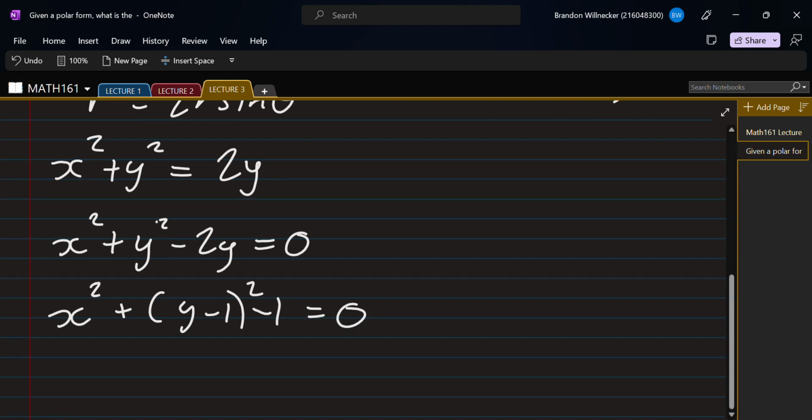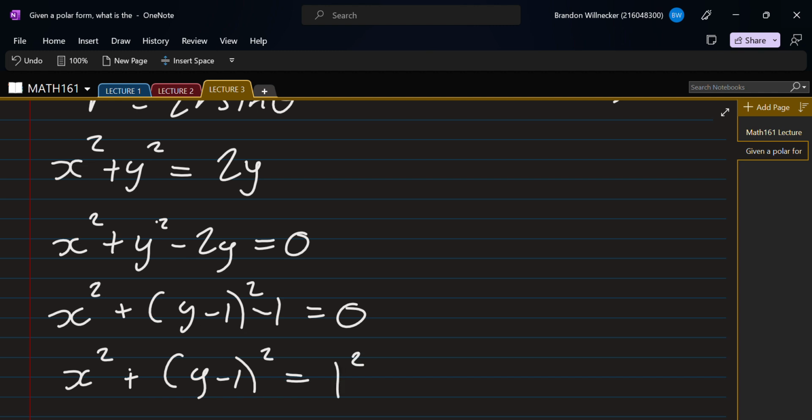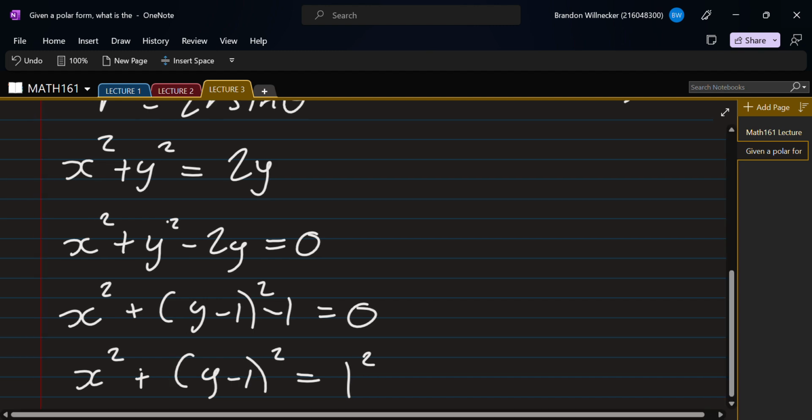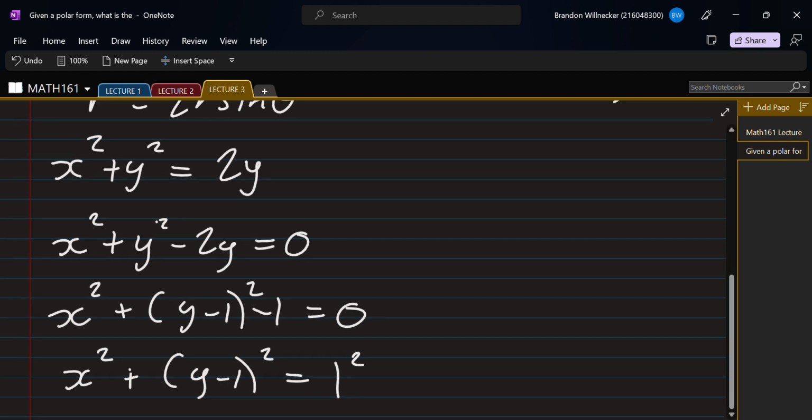Now this one we can take over to the other side. We get x squared plus y minus 1 squared is equal to 1 squared. Okay, and that's the usual form of a circle that we know. So remember, x minus a squared plus y minus b squared is equal to r squared. Now we can see very clearly it's a shifted circle. Okay, any questions on this example?